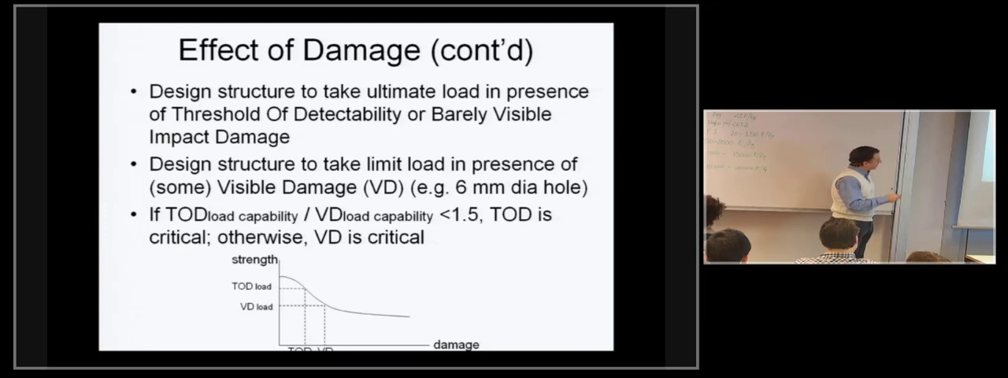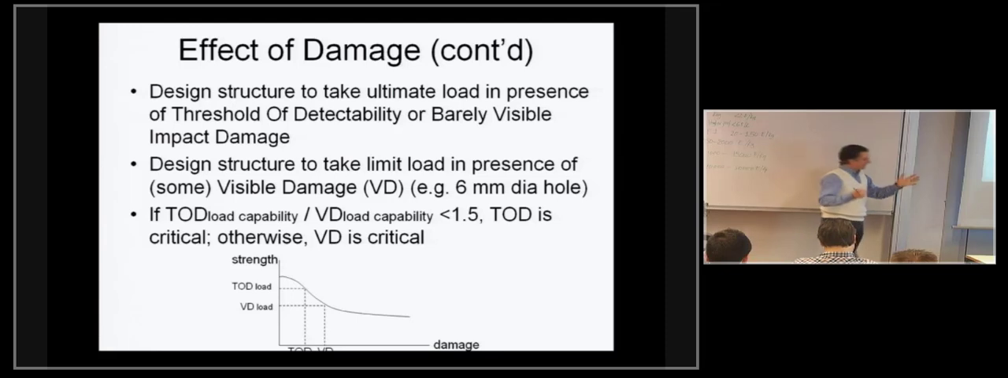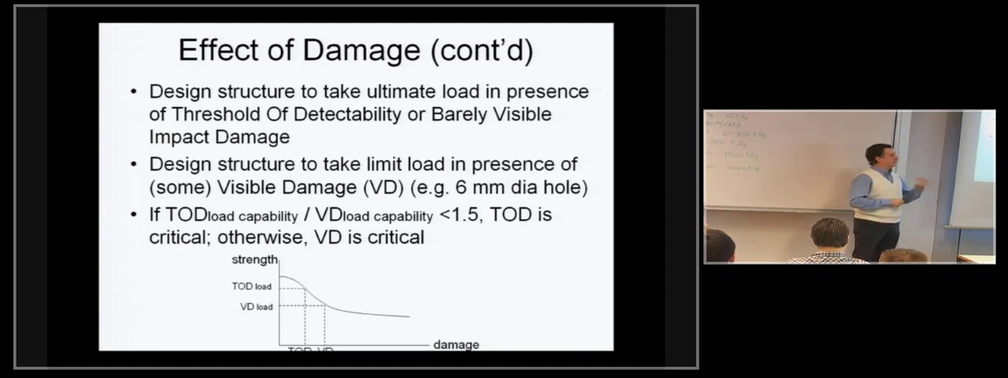Typically, the inspection method or the detectability, the detection method, is based on visible inspection, which is another interesting story. How many people looking at the same thing will arrive at the same conclusion in terms of, oh yeah, I can see the damage there and it's about that size. But that's what we have to live with. So if you choose that the inspection method is visible, then it's barely visible impact damage. So ultimate load for that, and limit load if it's visible damage.